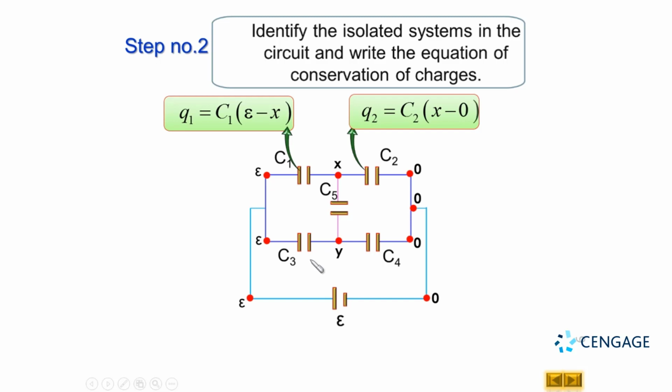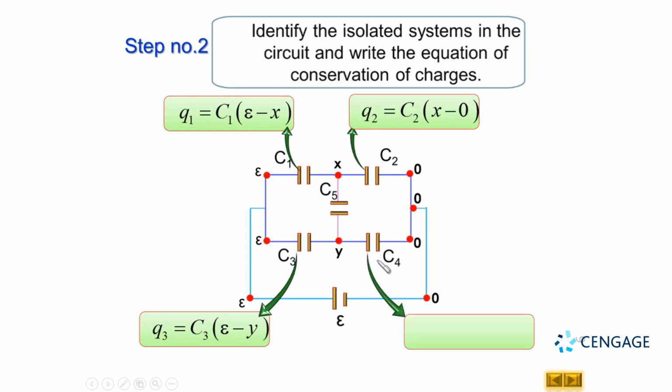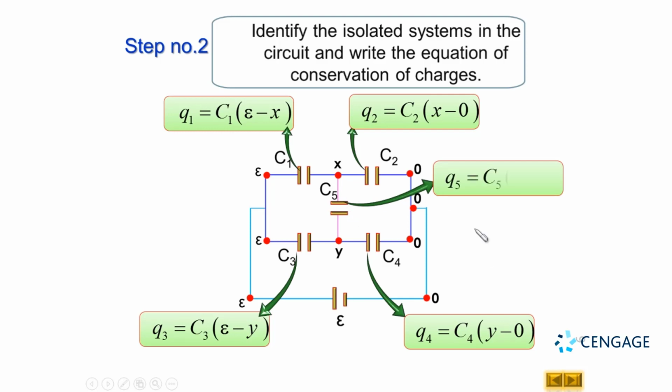Now come to the capacitor C3. C3 has the potential difference E minus Y and the capacitance is C3. So Q3 equals C3 multiplied by (E minus Y), right? This is the charge of this capacitor. In a similar way we can write Q4 equals C4 multiplied by (Y minus 0). So this is the charge on C4, and in the same fashion we can write Q5 equals C5 multiplied by (X minus Y). These are the charges on the different capacitors.